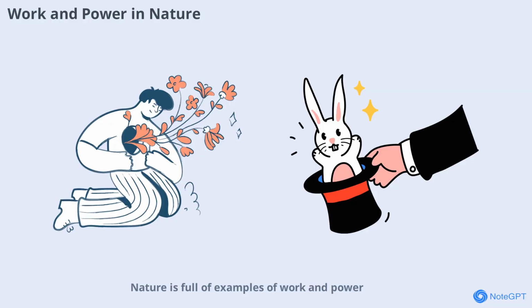Nature is full of examples of work and power. Waterfalls do work as water moves rocks and carves valleys. Lightning releases immense power in a split second. Even animals like cheetahs sprinting or birds flying demonstrate these concepts in action. Observing nature helps us appreciate the universality of work and power.